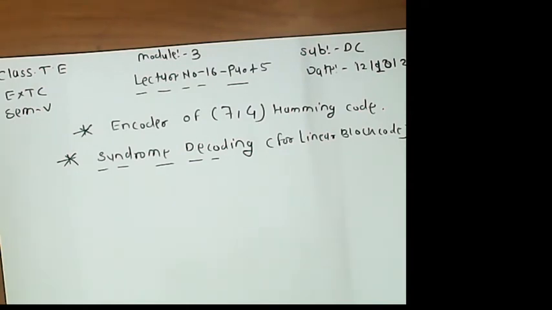Today I am going to explain lecture number 16 part 5. In this lecture we are going to explain the concept of the encoder for the 7,4 Hamming code, which is a linear block code, the best example of a linear block code, and syndrome decoding for the linear block code. Also, we define some numericals based on the syndrome decoding.